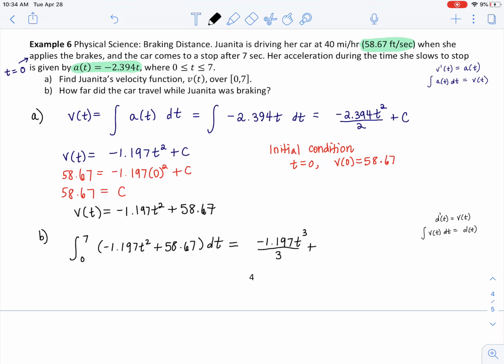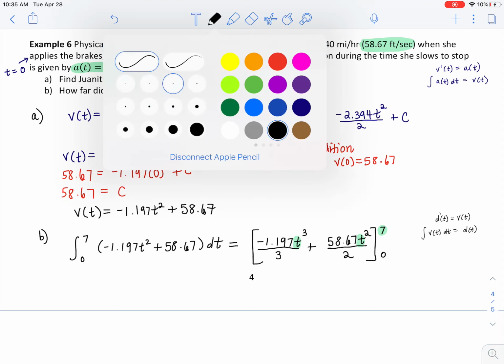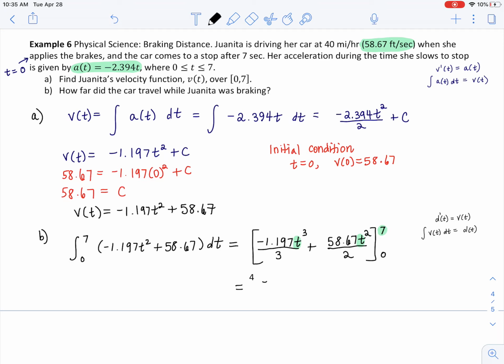T to the third power divided by 3, right? And then plus 58.67, what? T squared, and that's getting divided by the new power of 2. Now, I am going to plug in my bounds here, and the bounds are 7 and 0. I'm very out of room here, but what you notice is this. You're going to have to plug in 7 into this place and that place, right? And then you're going to have to subtract the answer that you will get from plugging in 0 into those two places. But if you plug in 0 into those two places, that will just be 0.